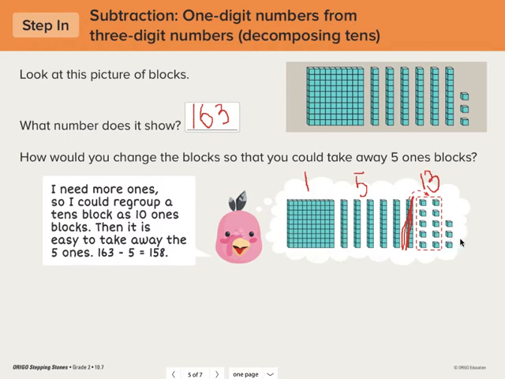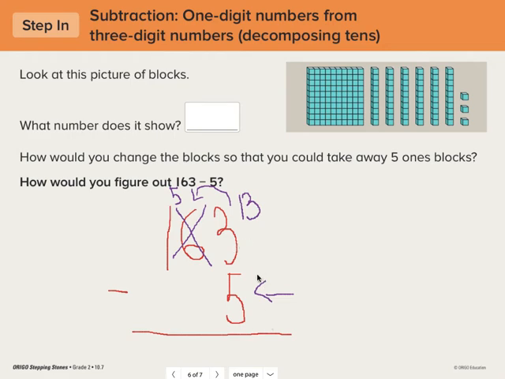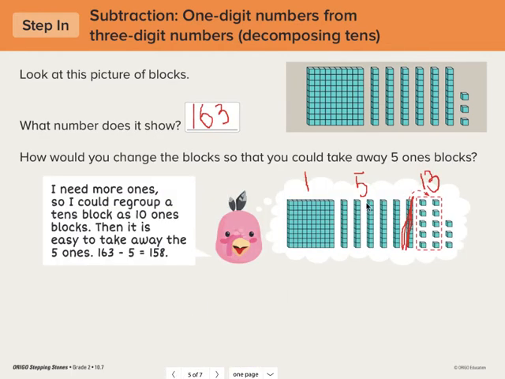And all we did was take away 5 ones blocks. It's basically what we're doing right here, right? We're taking away 5 from 13. So what is 13 take away 5? 13 take away 5 is 8. Then we have 5 tens minus no tens. Still 5 tens. 100 minus no hundreds is 100. And we get 158, just like when we used the blocks.